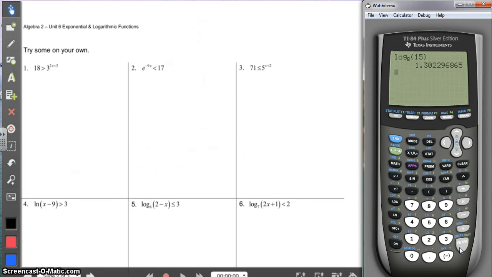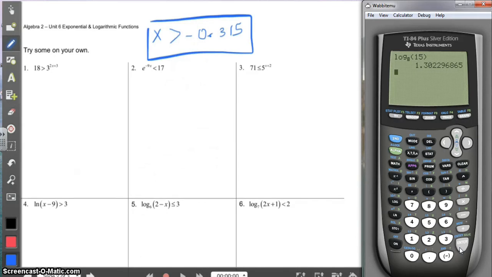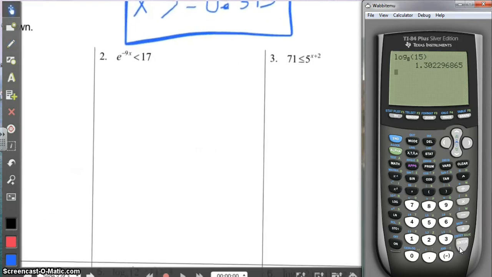Now if you did pause the video and you did it on your own, you're going to see that your answer is x greater than negative 0.315. If you got this answer, just scroll down the video to where the log is, or if you want, you can pay attention. Now since this is an e, to change it to ln, I'm going to put e to the power negative 9x is equal to 17. I'm going to set it equal to check what my equation is, if it makes you feel more comfortable. Now ln of 17 is equal to negative 9x. That's how you change it.